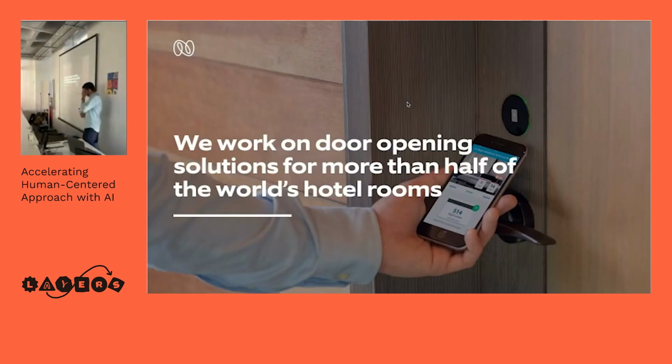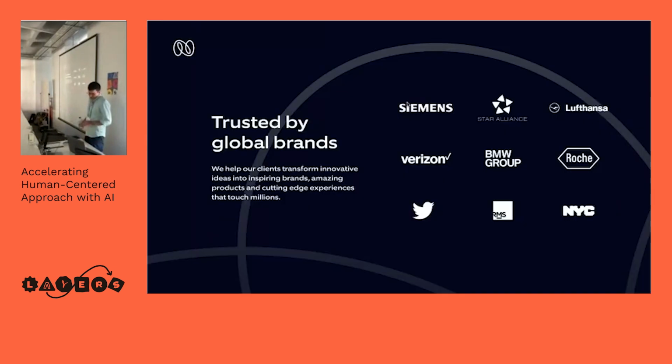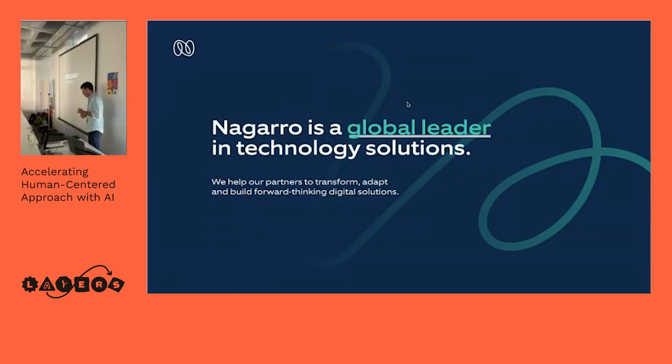And we also make sure that when you get to the room you're in, you're actually getting in. So we help people within the hospitality industry to develop applications and software to manage the doors. Something that we never think about, but actually exists. Like when you swipe your card and get in, there's a software system making sure that that actually happens. We help people do that. So we work with many different clients around the globe. Here are a few: Siemens, Lufthansa, Roche, Verizon, Twitter or X, New York City, etc. And we are essentially a global leader in software solutions.